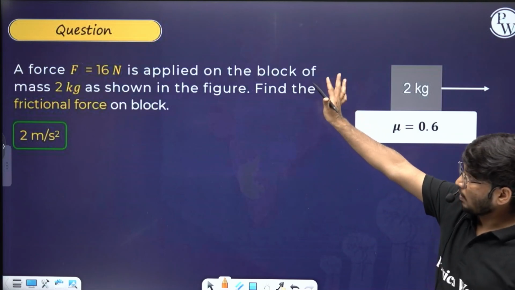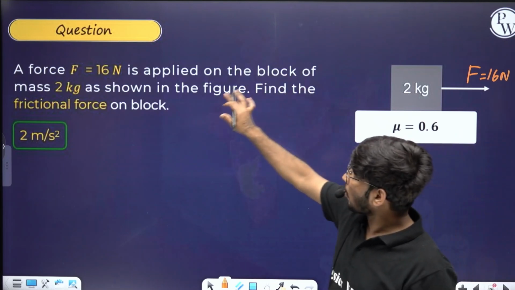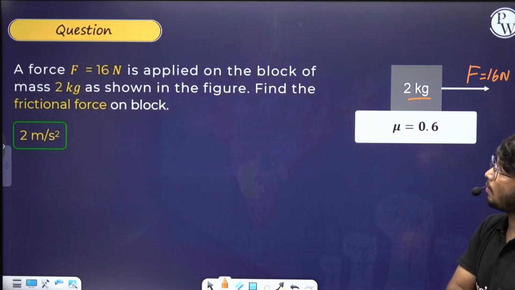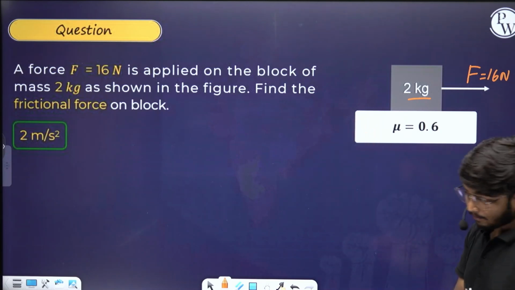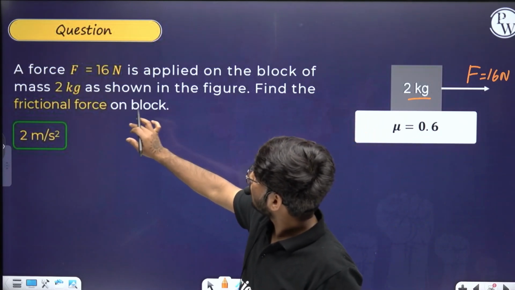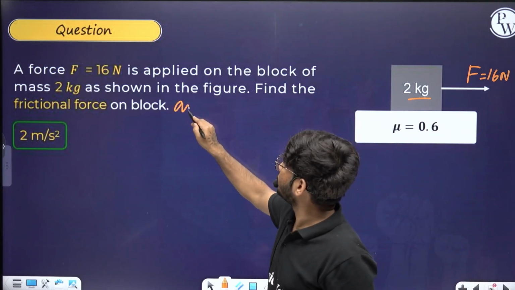So a force of 16 Newton, right? They are saying there is a force of 16 Newton applied on a block of mass 2 kg. There's a 2 kg block. Find the frictional force on the block and also the acceleration.